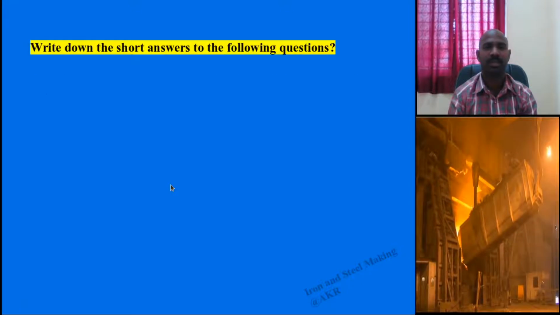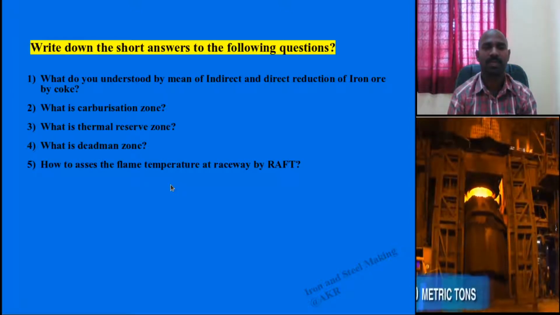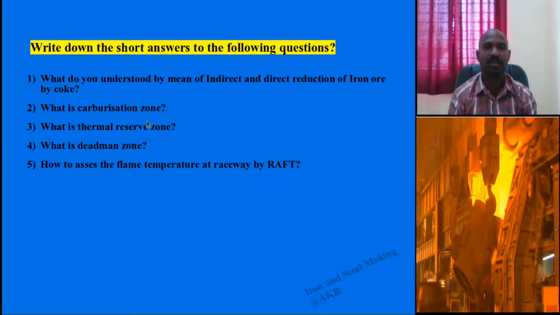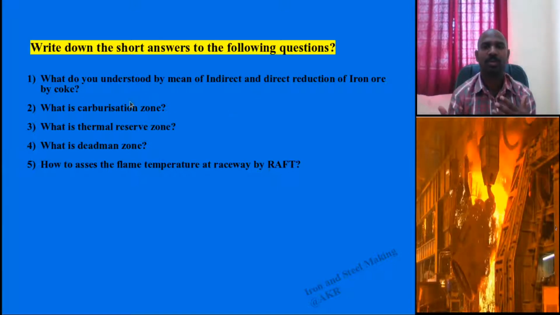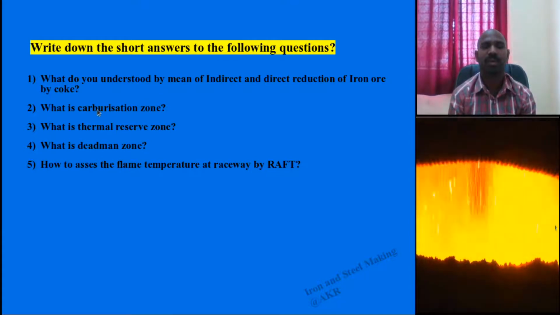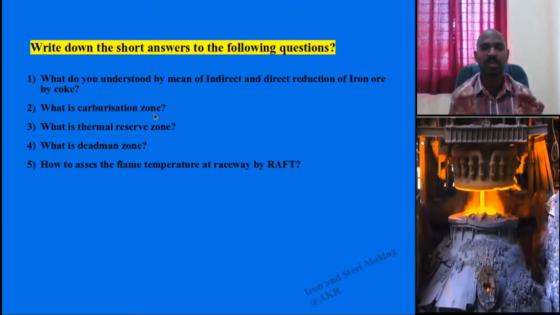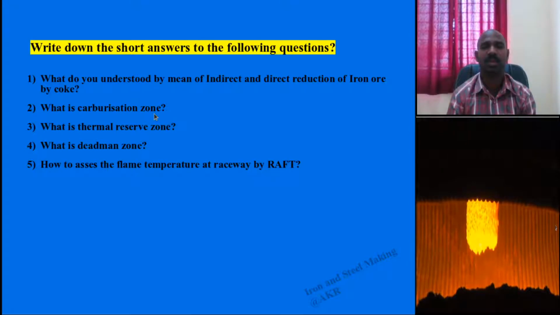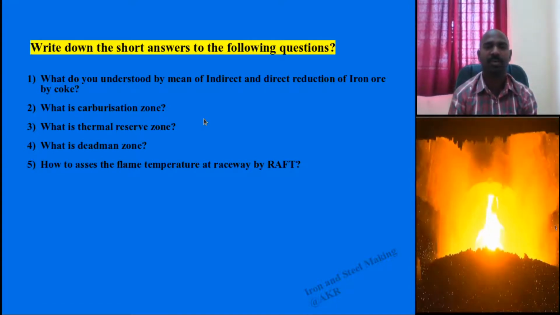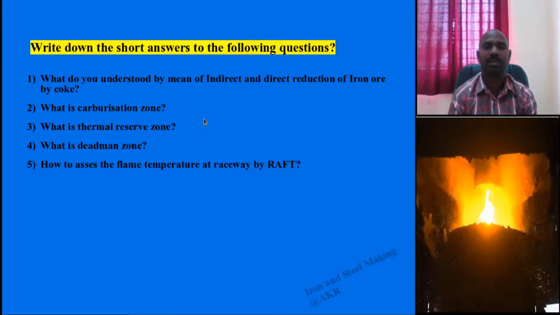Coming to the conclusion of this lecture, what do you understand by indirect and direct reduction of iron ore, what is the carburization zone, what is the thermal reserve zone, how this particular thermal energy, the exothermic heat, is stored at the stack zone, how this particular carbon goes into the iron, and how most of the carbon amount comes into the blast furnace pig iron.